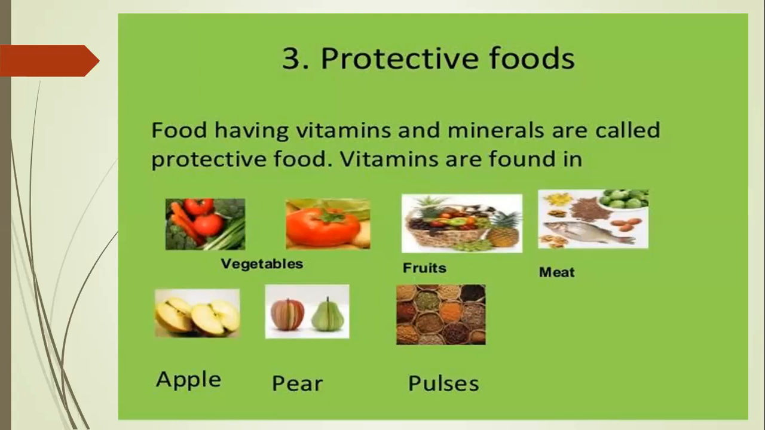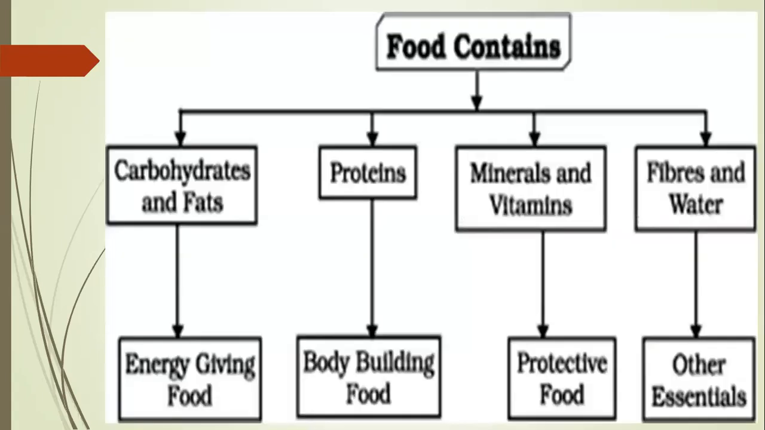A few vitamins, I'll give as examples: vitamin A, vitamin B, vitamin C, vitamin D, vitamin E, vitamin K, iron, calcium, phosphorus, iodine. These are the 13 types of vitamins and minerals which your body requires. So these are called the protective foods.